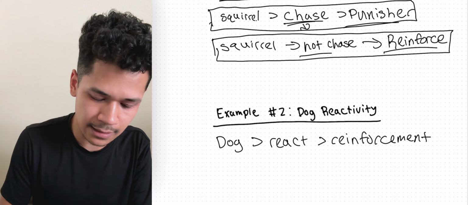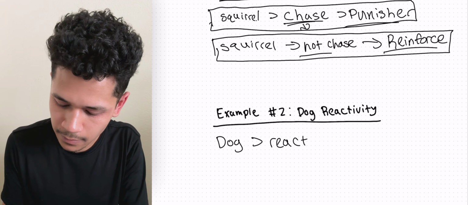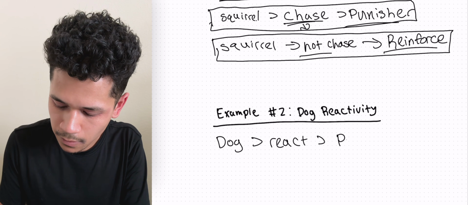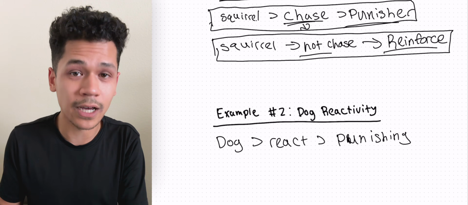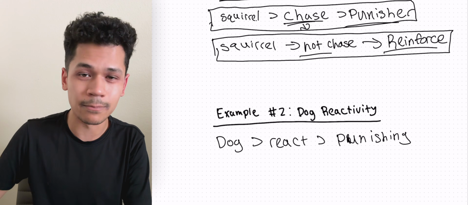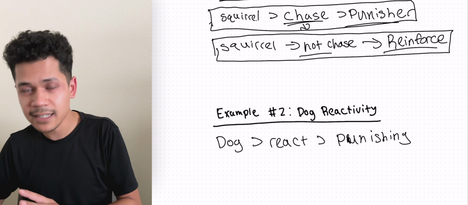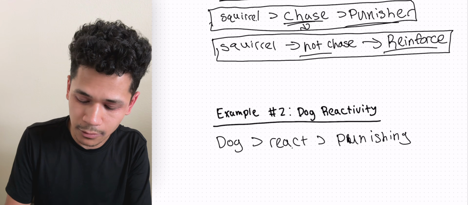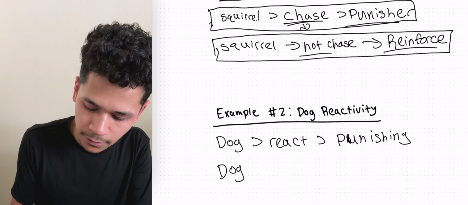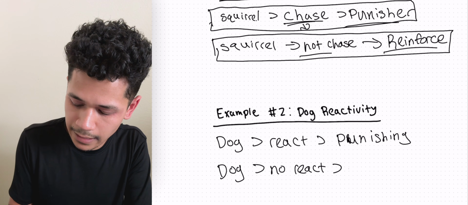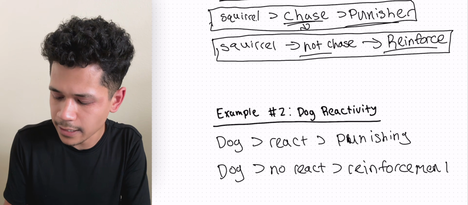So what do you have to do as the handler? Well, you have to make reacting punishing. The behavior of reacting, punishing. It leads to some undesirable outcome for the dog, right? So your dog reacts at other dogs, it leads to some punishment event. It's a punishing thing. And so they are less likely to repeat this behavior again in the future. And then you can fill that hole. Your dog doesn't react and it leads to reinforcement. And so you reinforce that behavior. Right? You can kind of see how that works, right?